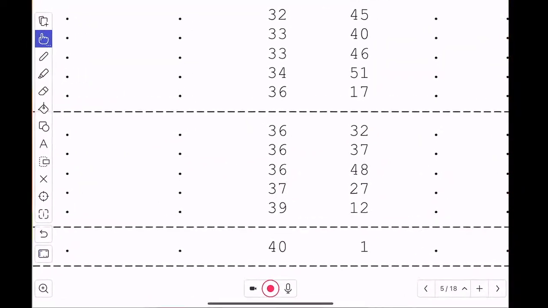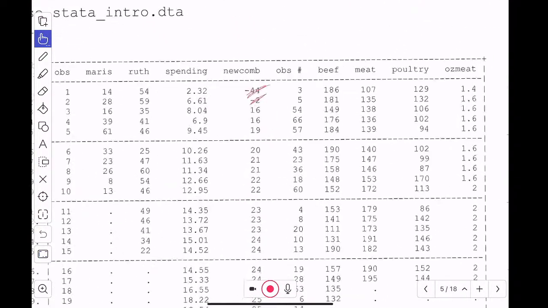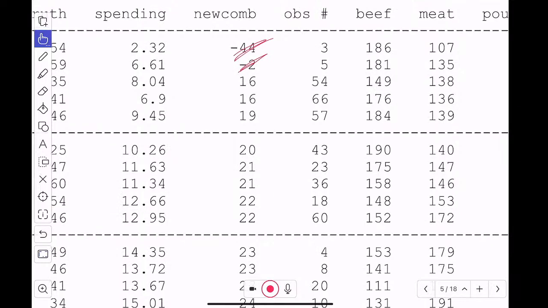So for Newcomb's data, this is all in the sample problems document, in Newcomb stat. I'm looking for my pen. Where did I put my pen?